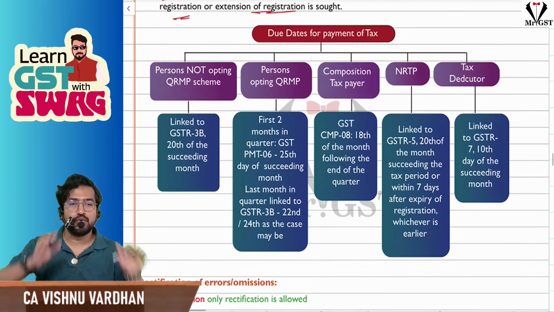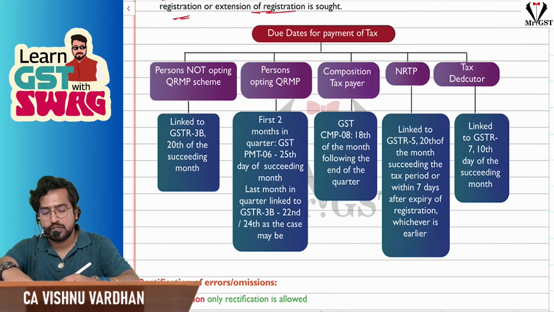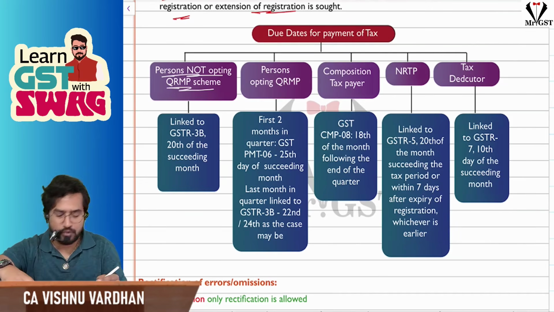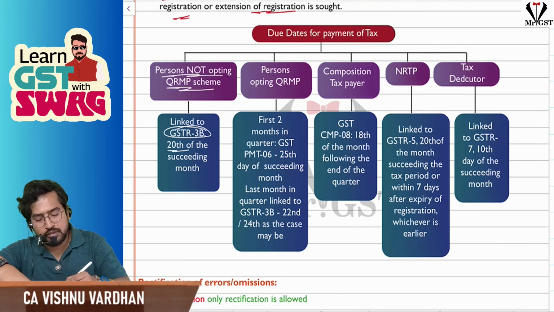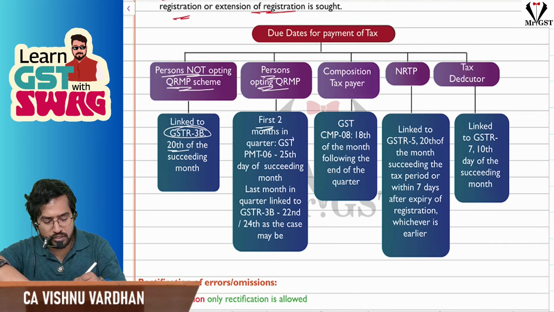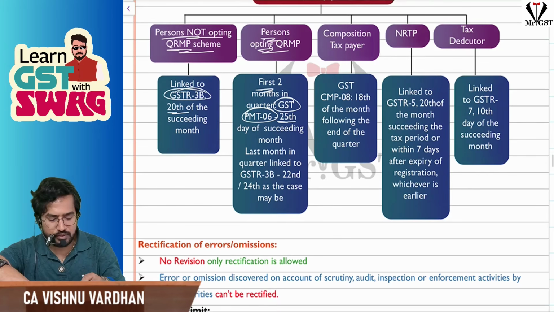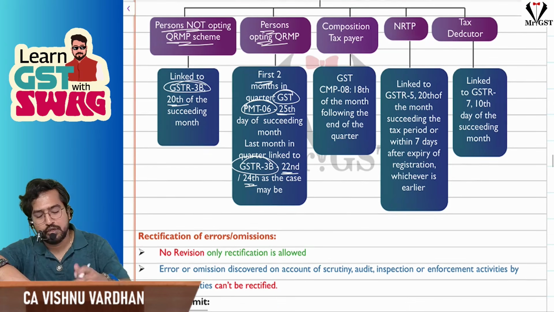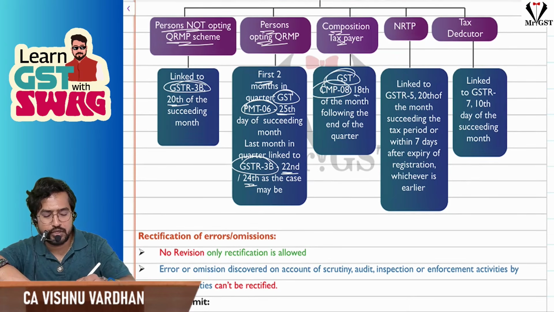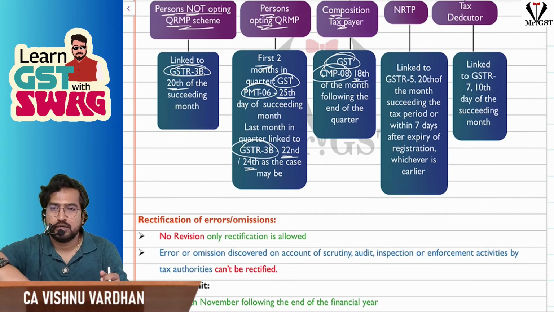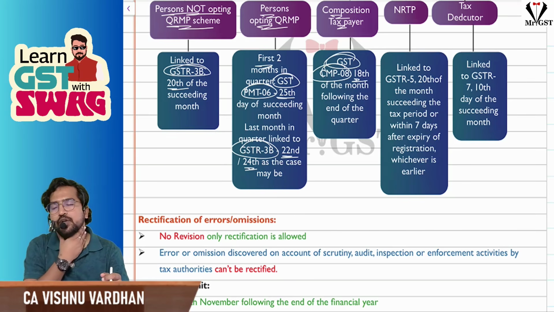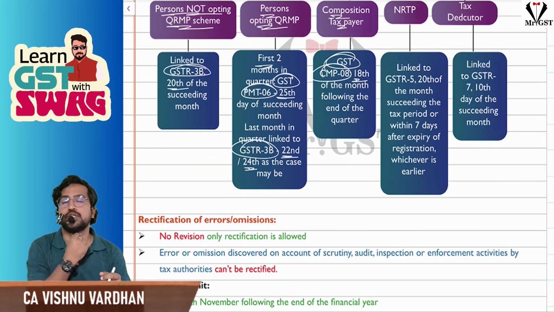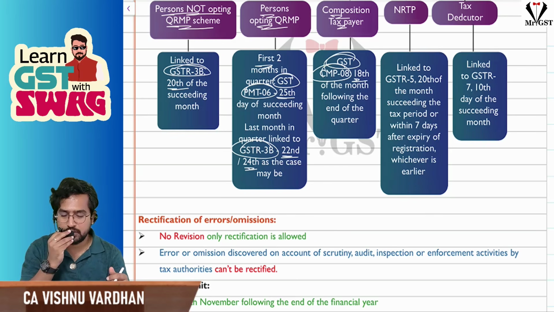Just for your clarity, due dates are linked to returns. So what is this flowchart talking about? Persons not opting for the QRMP scheme: 3B is linked to the 20th, which is the due date for payment of tax also. Persons opting for QRMP, for the first 2 months, will file something called GST PMT 06 by the 25th. Then payment is linked to 3B on the 22nd or 24th as the case may be. Composition taxpayer: GST CMP 08 by the 18th of the month following the quarter. Composition taxpayers paying taxes quarterly should file a statement called GST CMP 08. What is the due date? The 18th of the next month.